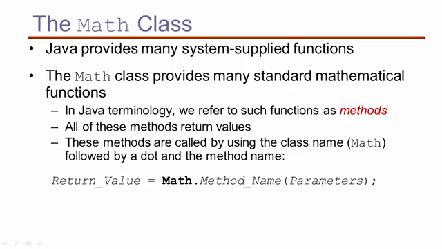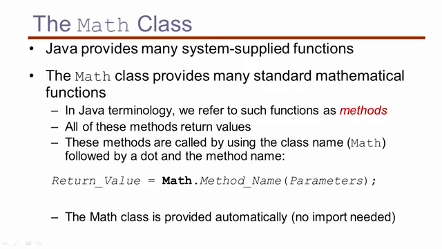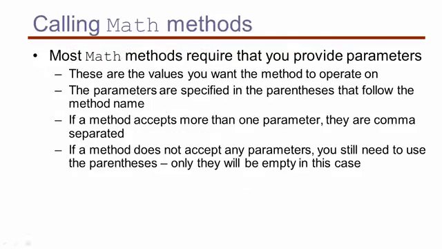The parameters that we want the method to operate on are specified in parentheses, just like in mathematics. The math class and its methods are available to all Java programs. You do not need to do anything special in your code to indicate that you want to use them. Most of the math methods expect you to supply parameters on which you want them to operate. Again, these go inside the parentheses that follow the method name. If there are multiple parameters, you separate them with commas. You must always have the parentheses for the list of parameters, even if the method does not take any parameters. In that case, the parentheses are empty.